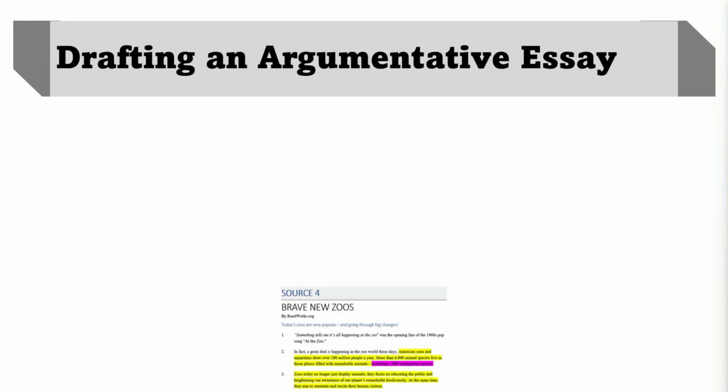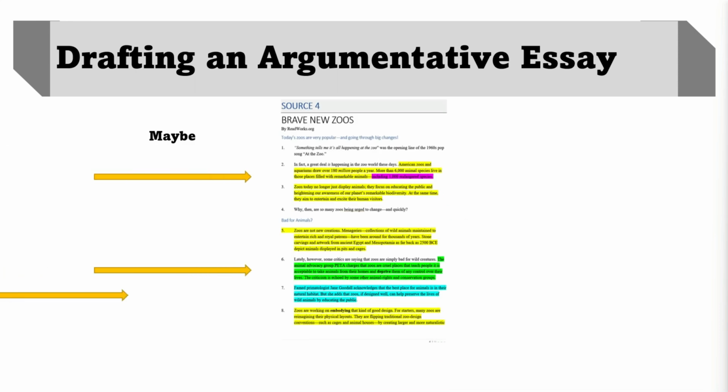As you can see on this screenshot of source 4, I have used other highlight colors for what I would call maybe. That is information that I might or might not use. Information that might support a yes or no position, or the counterclaim I will debunk later on.